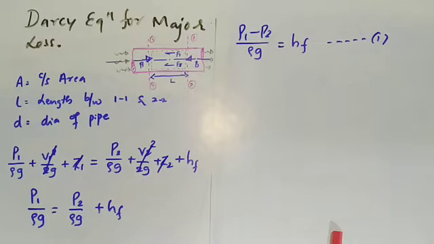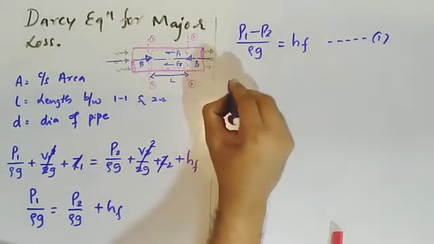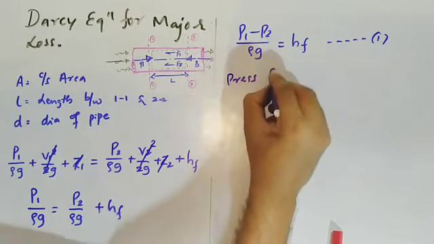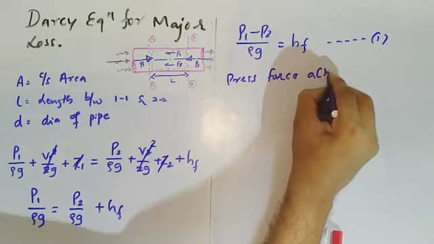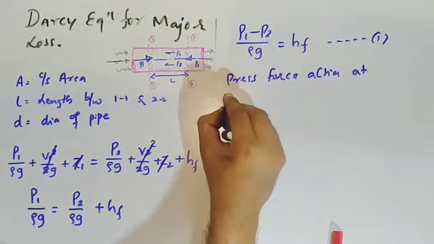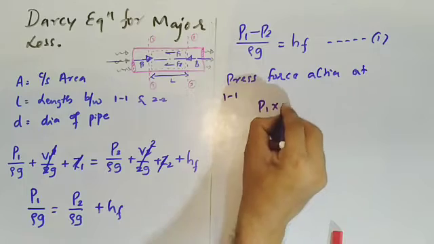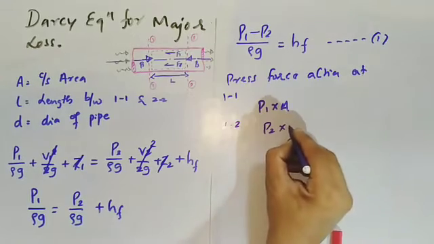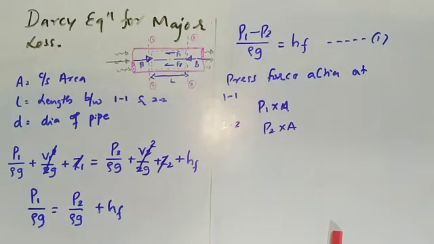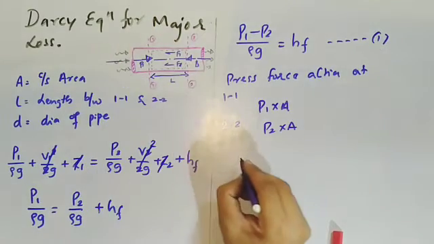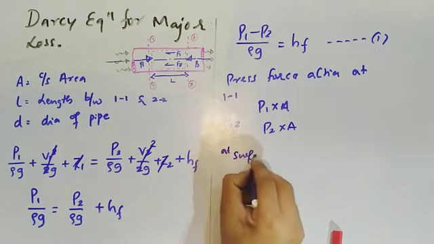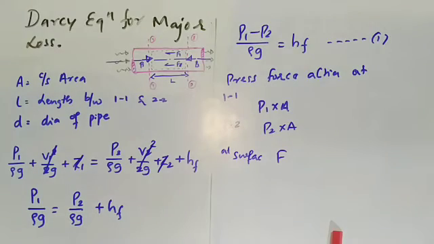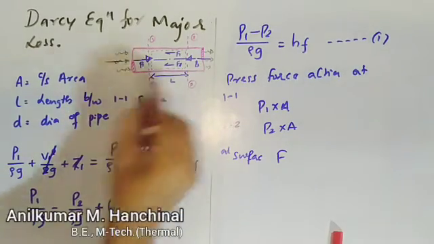Now as the pressure intensity is acting, there will be the pressure force. The pressure force acting at section 1-1 will be P1 into area, and similarly at section 2-2 it will be the pressure intensity at 2 and area, and the frictional resistance at the surfaces, that is F. F is the frictional resistance offered at the surfaces.